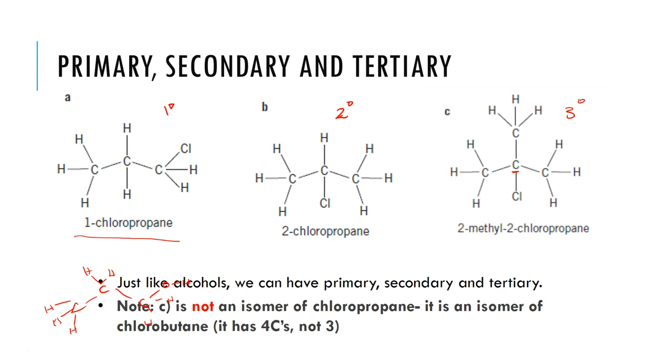Okay, if we have a look here, just a note that this is not an isomer of chloropropane because we actually have 4 carbons in here. This is an isomer of chlorobutane. Always be careful to double check how many carbons you have when you're talking about isomers.